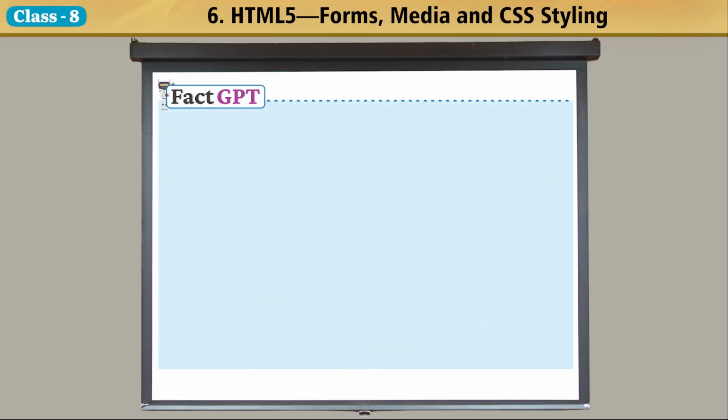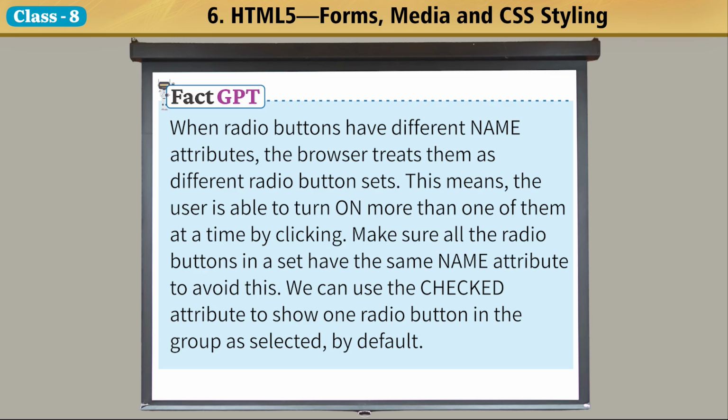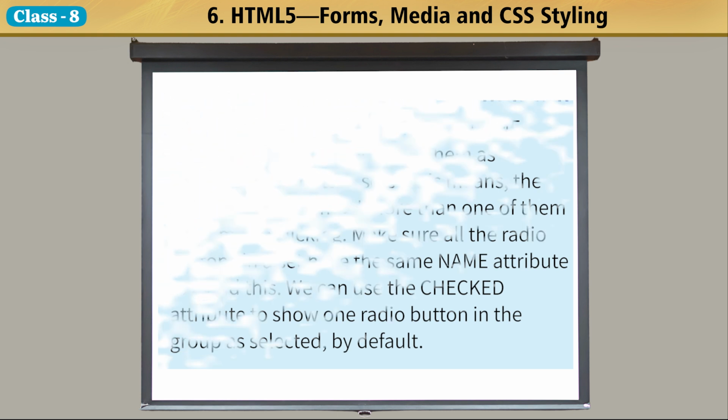Fact GPT. When radio buttons have different name attributes, the browser treats them as different radio button sets. This means the user is able to turn on more than one of them at a time by clicking. Make sure all the radio buttons in a set have the same name attribute to avoid this. We can use the checked attribute to show one radio button in the group as selected by default.